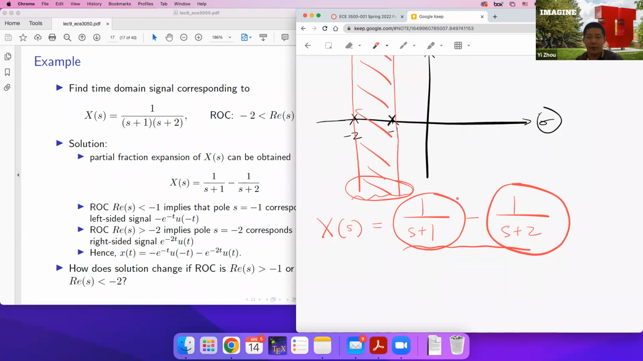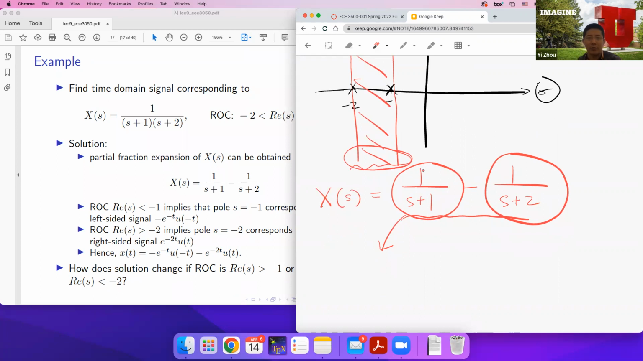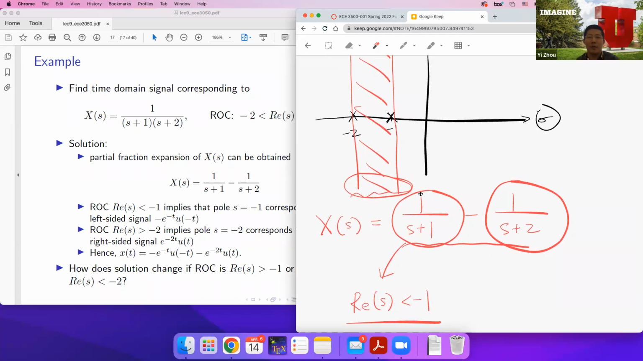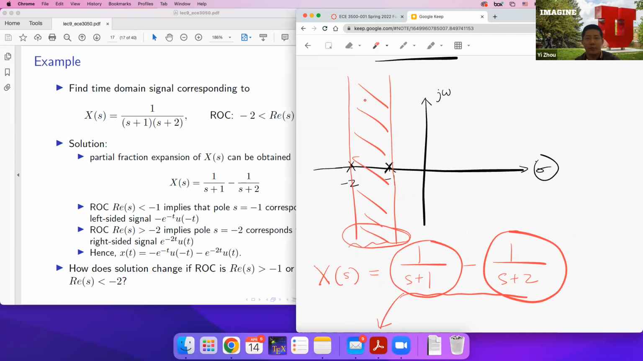Because in the first part we have a rational form, 1/(s+1). This fraction has a single pole, which is s equals -1. So we can tell that the corresponding ROC has to be the real part of s less than -1. First of all, you look at the overall region of convergence, which is this vertical strip. But now this ROC is determined by the region of convergence for both parts.